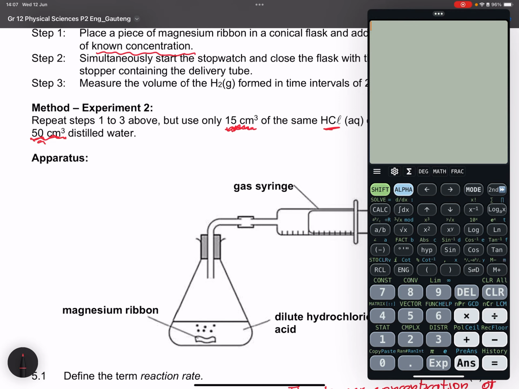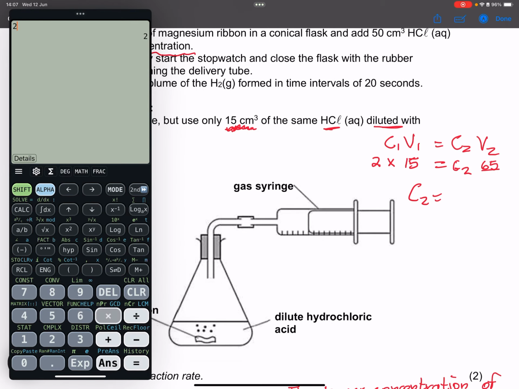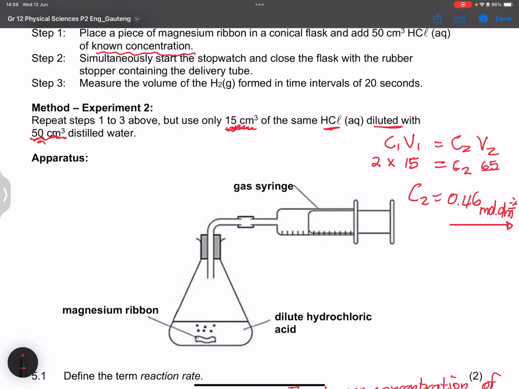2 times 15, that's 30, divided by the 65. And so our concentration will be 0.46 moles per cubic decimeter. That's how we'll get the new concentration of the hydrochloric acid solution.